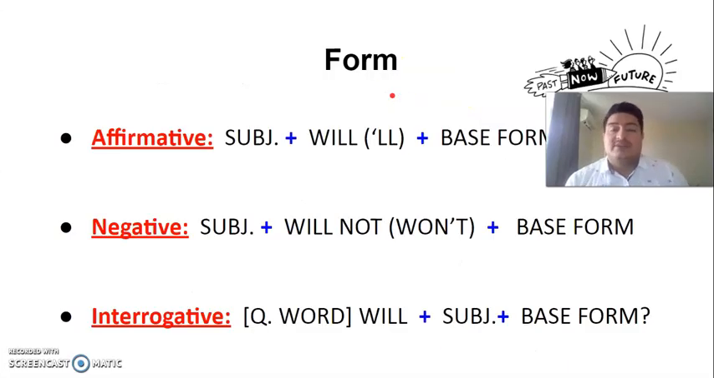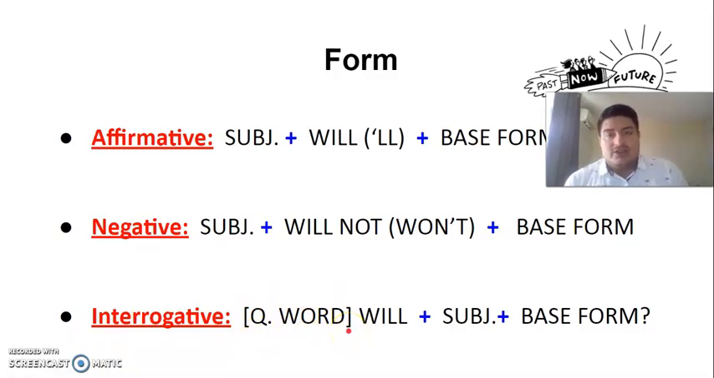So how do we form the simple future? For affirmative sentences, we need the subject pronoun, will, or the contraction, and the base form of the verb. For negative sentences, you need the subject pronoun plus will not, or the contraction won't, plus the base form of the verb. For interrogative sentences, or questions, you need the WH word.